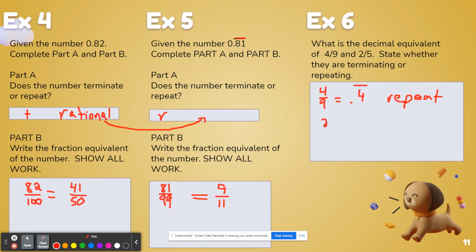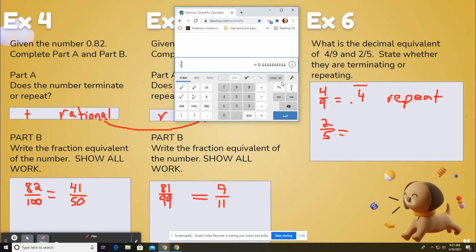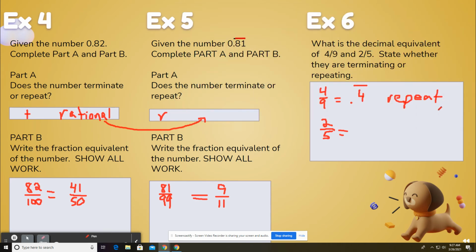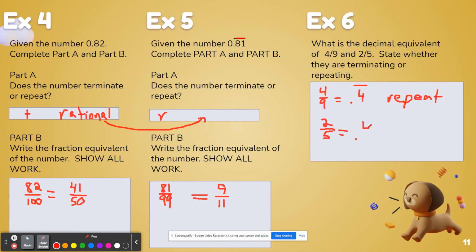Now 2/5 is the same thing. 2 divided by 5. You can use the calculator, or you can just do old-fashioned hand division. Either one is fine. 2 divided by 5 equals 0.4, and it stops, so it's just 0.4. And then this one, we would just put it ends.